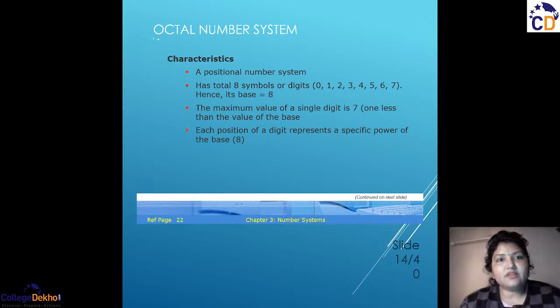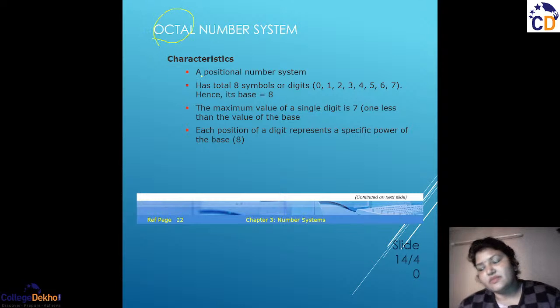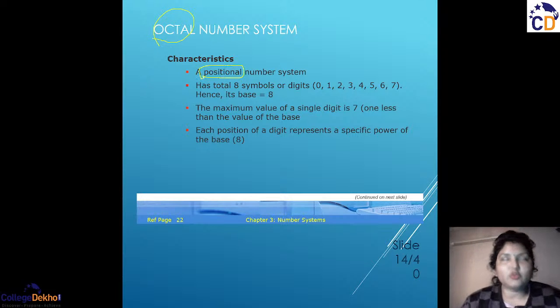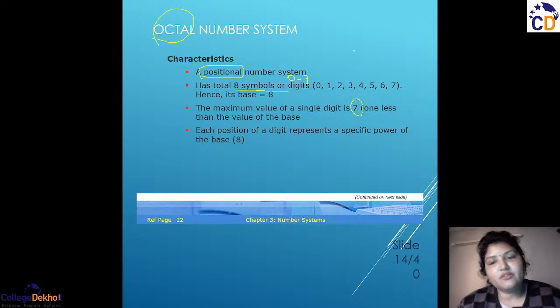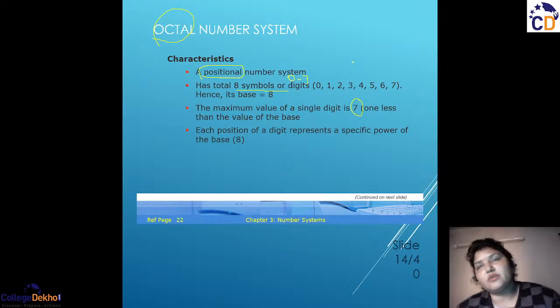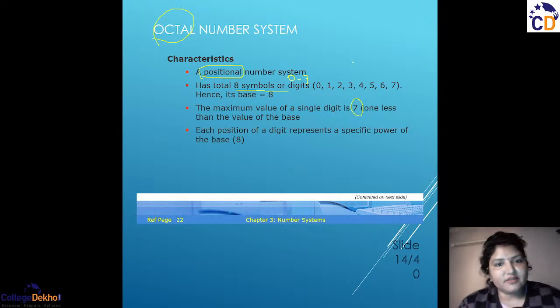Now let us talk about the octal number system, right? This system is also categorized under the positional number system. You can perform manipulation on it, right? Octal means 8 symbols, 8 digits. Your range is from 0 to 7, and each digit should be less than 8, right? So the maximum value of a single digit is 7. You cannot have any digit greater than 7.